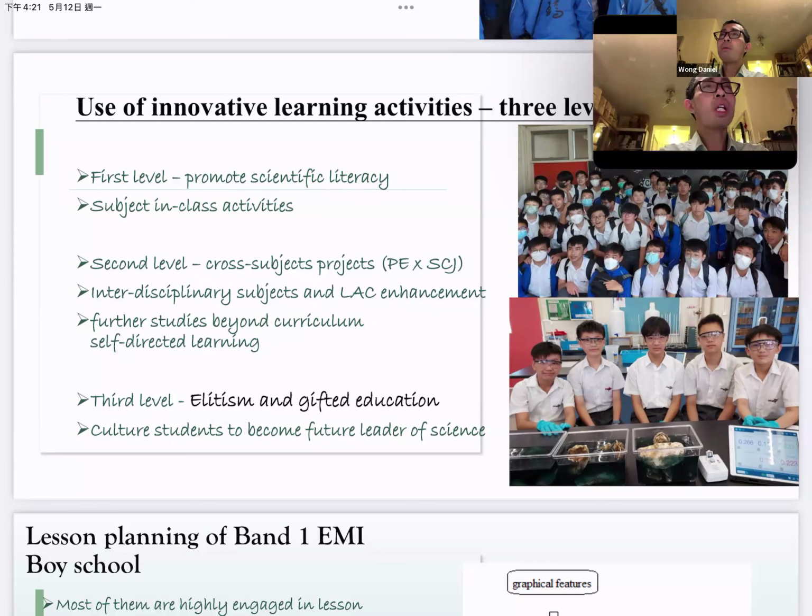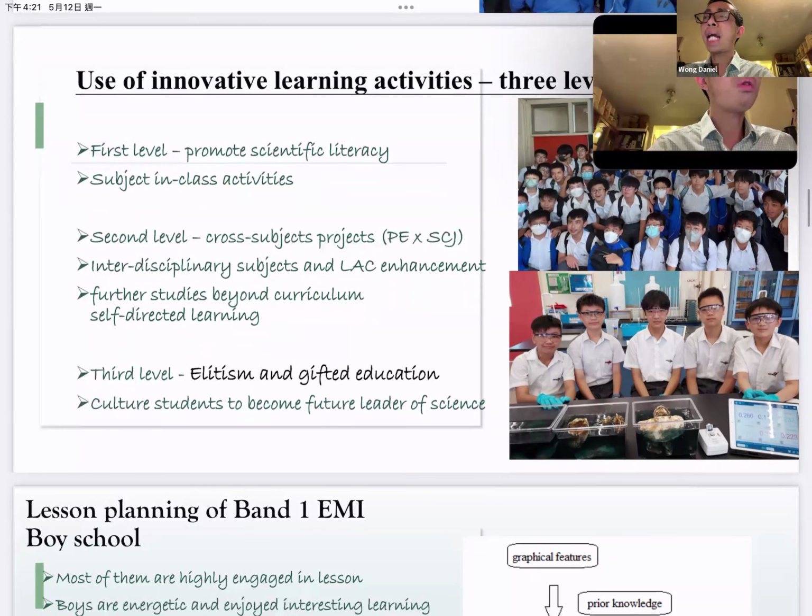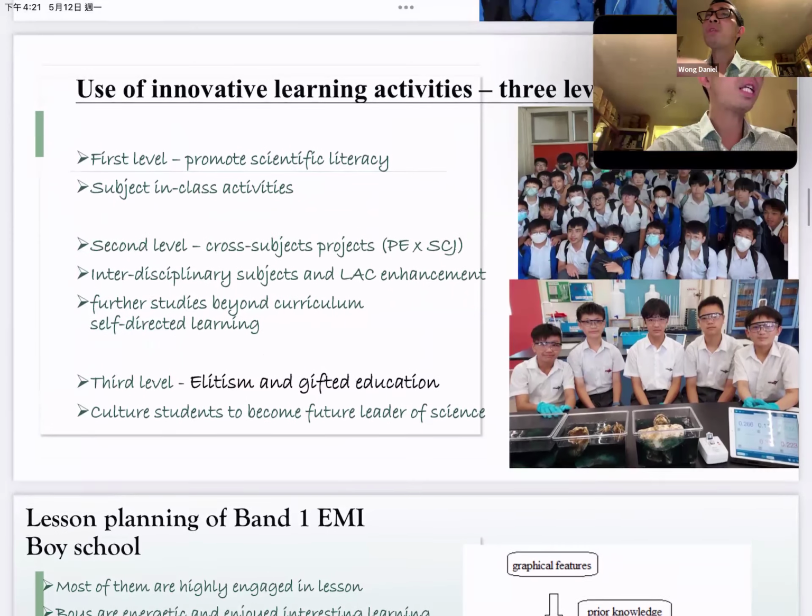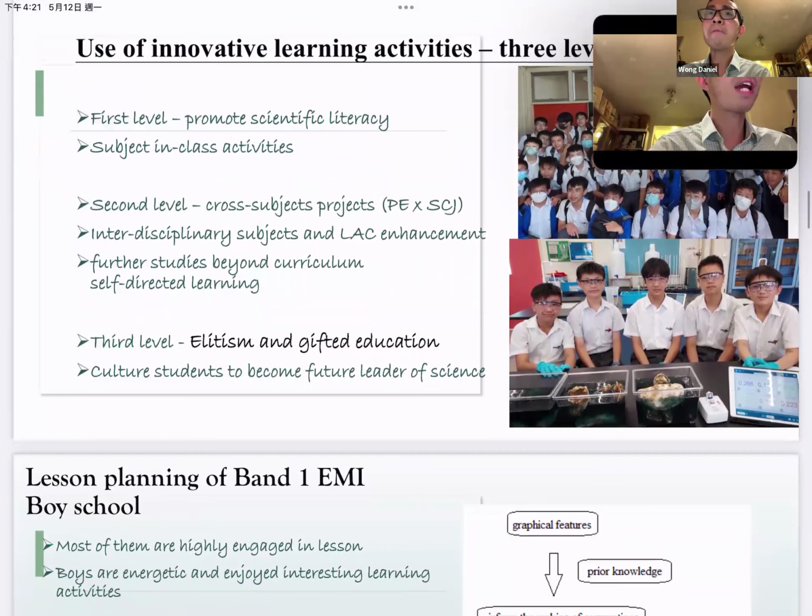At the second level, we have a lot of cross-subject projects. For example, the first year I came to this school, we cooperated with the PE department. We cooperated with the computer literacy and design and technology departments to work on various STEAM projects. And the third level usually belongs to those very gifted students. I would like to use the term elitism, because we will select some students to join local and international science fairs, science competitions, things like that.